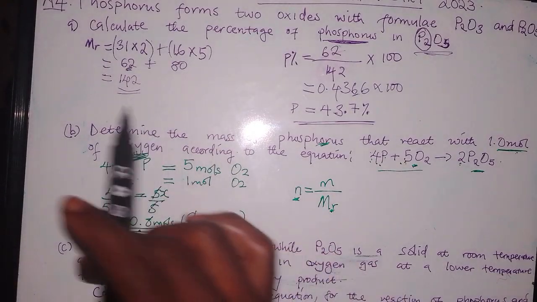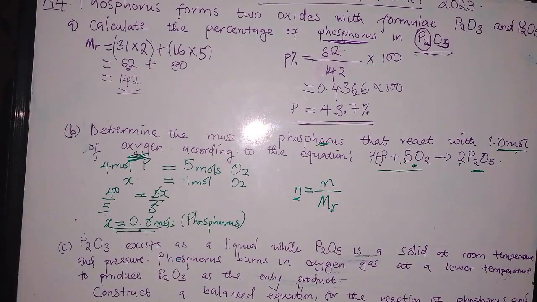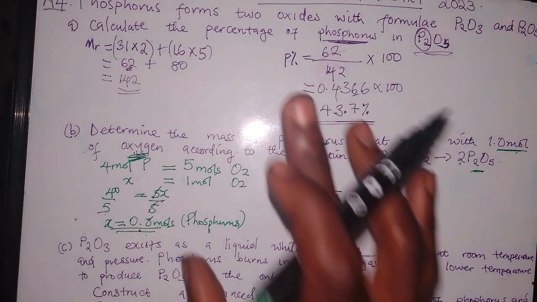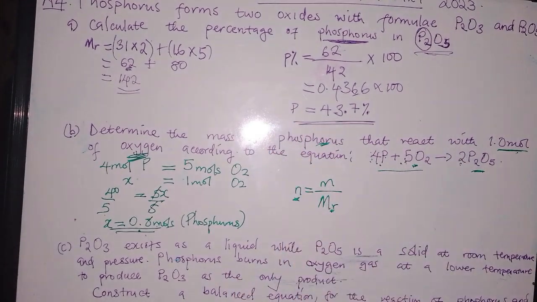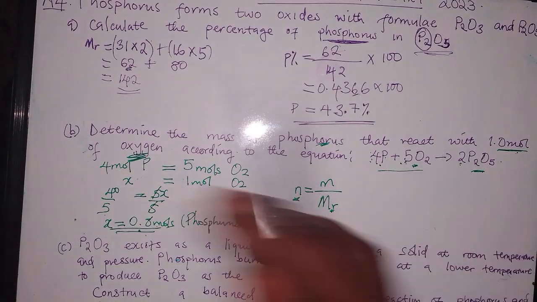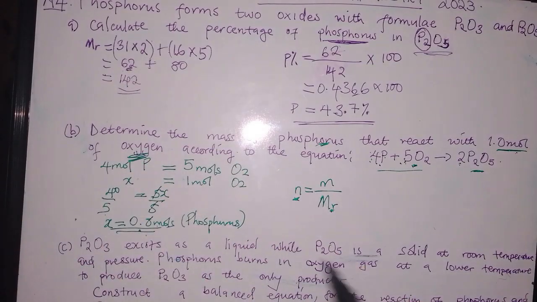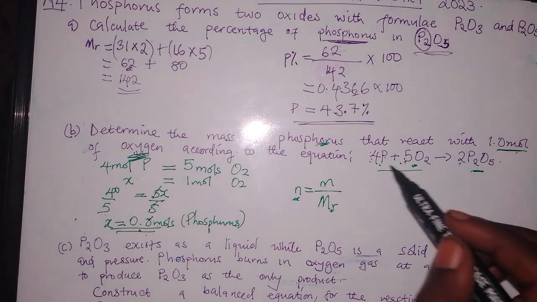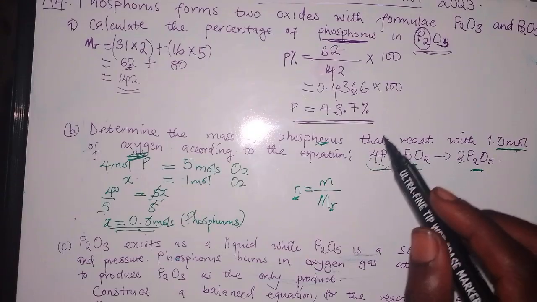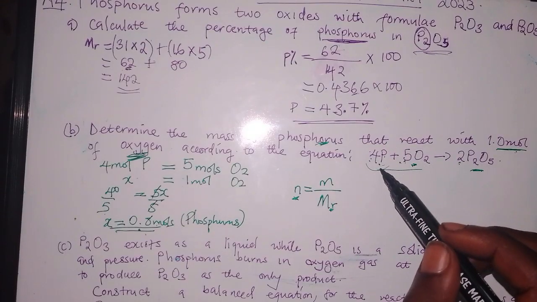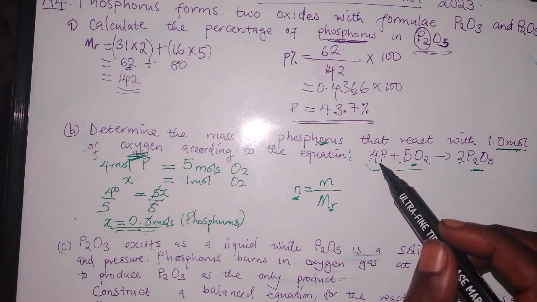But we have the number of moles for phosphorus, which is 0.8, and we have the molecular mass for phosphorus, which is 62. So we are going to use these two values which we calculated to solve this equation. But remember, we are not using 62. We are using the normal. How many moles of phosphorus do we have?